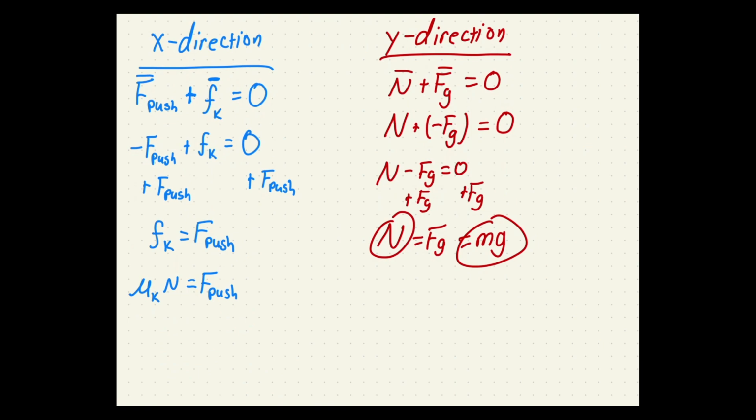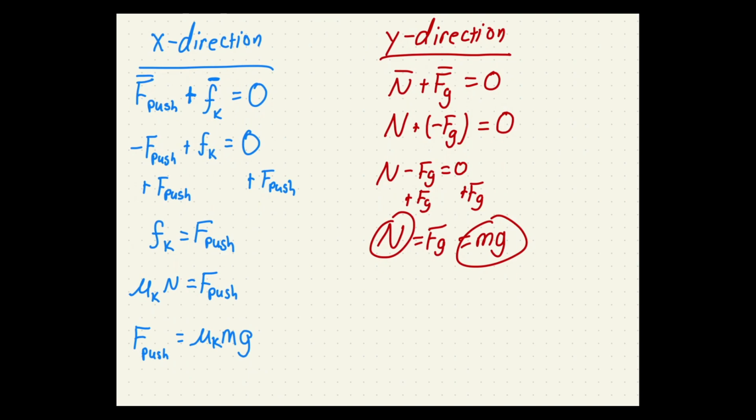So ultimately, we want to calculate what this push force is. And now I have this relationship that I can use to calculate my push force, saying that mu sub k times n is equal to that push force. But we know what mu sub k is, or maybe it's given to us. And so I can write my push force, F push, is equal to mu sub k times m times g.